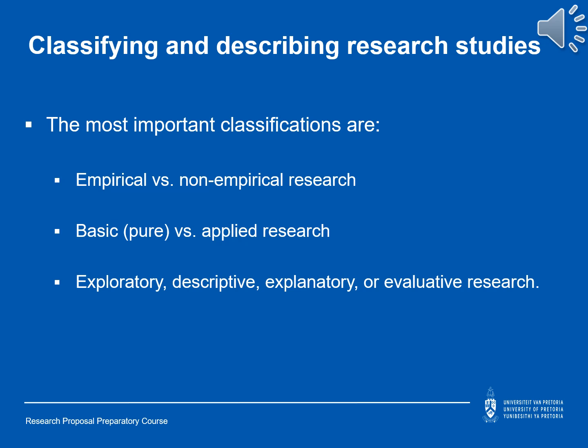Applied research is where the results of a research study aim to solve a real-life problem. Postgraduate students are required to do basic or pure research, where potential solutions are sought for academic problems. The differences between exploratory, descriptive, explanatory, and evaluative research are described in the next slide.